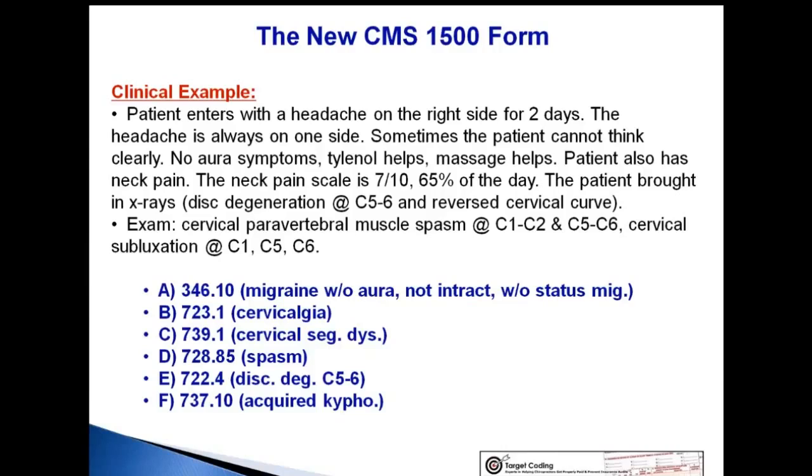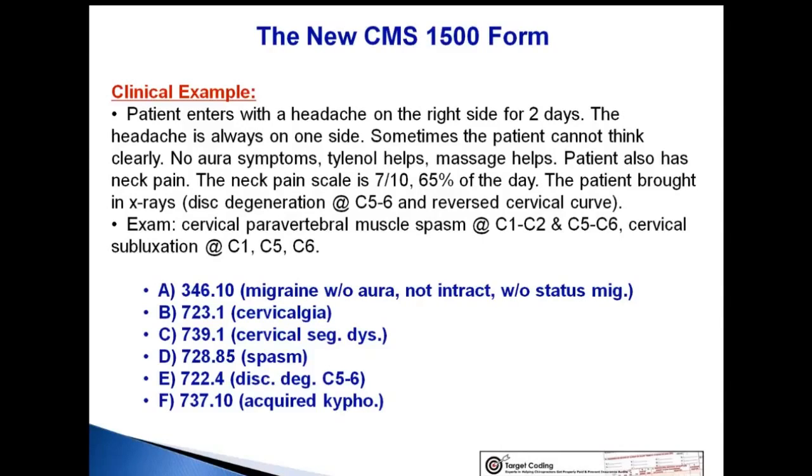So here's the example. Patient comes in with a headache on the right side for 2 days. The headache is always on one side. Sometimes the patient cannot think clearly. No aura symptoms. Tylenol helps. Massage helps. Patient also has neck pain. Neck pain scale is 7 out of 10, feels it 65% of the day. The patient brought in x-rays. The x-rays show disc degeneration at C5, C6, and a reduced cervical curve. Your exam shows spasm at C1, C2, and C5, C6, and cervical subluxation at C1, C5, and C6.